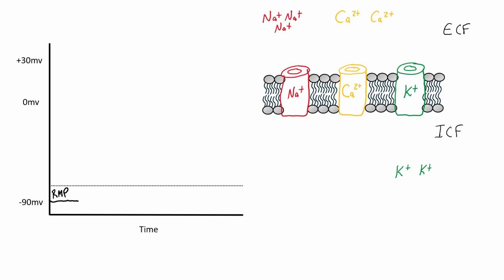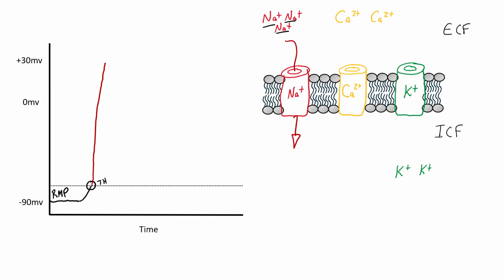But then it's going to receive some positive ions from its neighboring cell until it reaches threshold. Now this threshold is going to be for the sodium voltage-gated channels. And once you hit that threshold, sodium is going to rush in and the membrane potential is going to become more positive. This is called rapid depolarization.